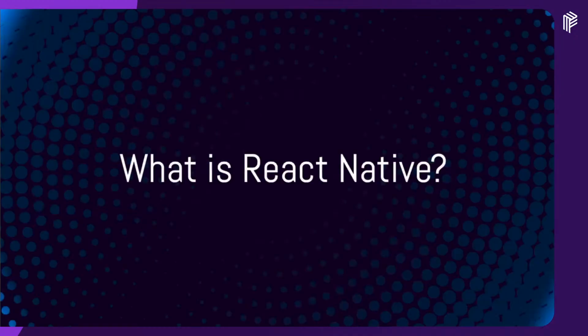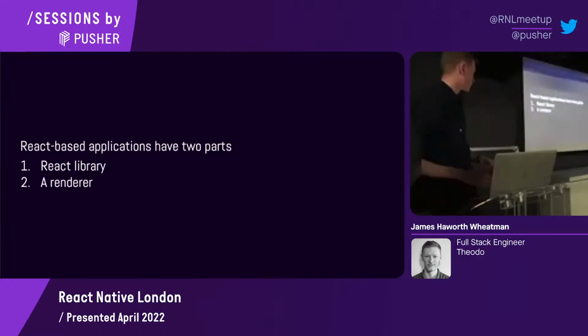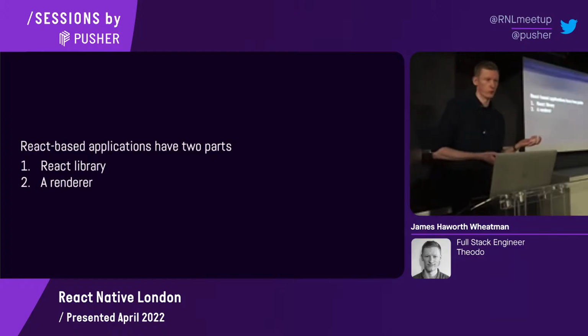So step one, what is React Native? React-based applications have two parts. You've got React, the actual React library, and this purely deals with reconciliation. This process called reconciliation is essentially taking your functional components and building up this thing called the virtual DOM or the shadow tree. But it has actually nothing to do with rendering. The second part of React-based applications is you've got a renderer which actually takes that virtual DOM and decides, what do I need to do to actually render this to the page?